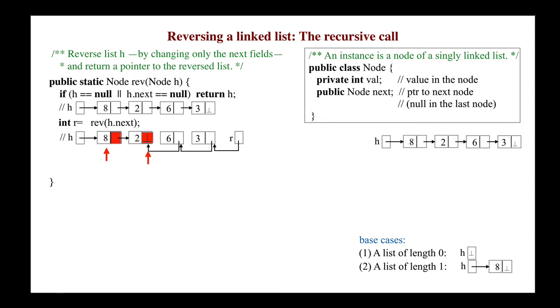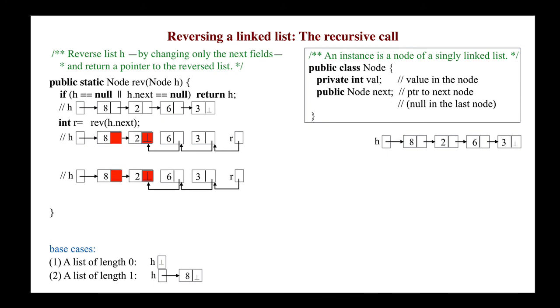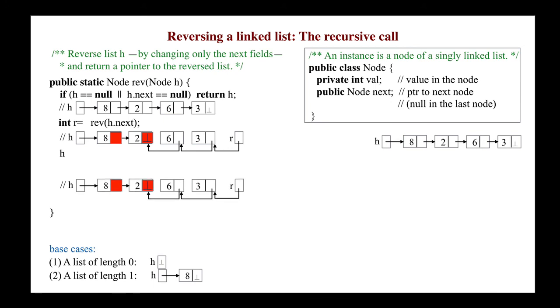To complete the reversal of linked list h, these 2 red next fields have to be changed. Let's copy the comment. First, change the next field of the second node to point to the first node h. Second, since node h is now the last node of the reversed list, change its next field to null. Now the whole list has been reversed and r can be returned.